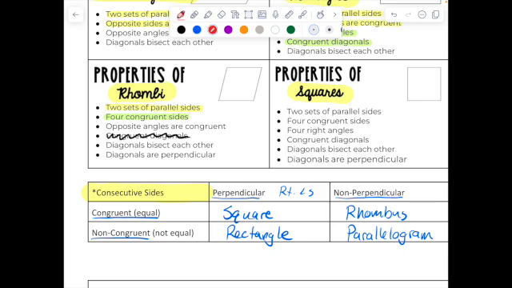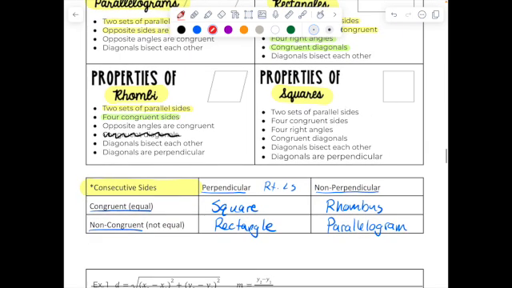Now, to further go on and classify these things, to identify whether sides are perpendicular or not, that comes from our slope formula. And to determine if they are congruent or not, that's our distance formula. So those are the formulas we're going to be using along with this criteria in the rest of our examples.